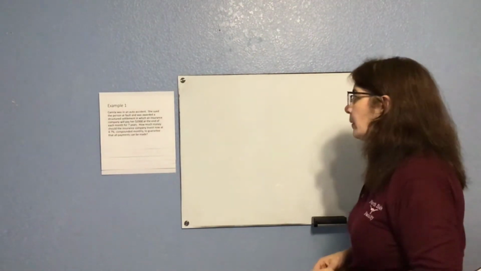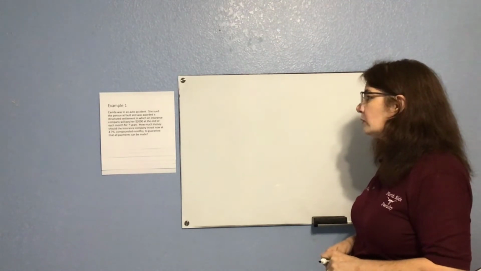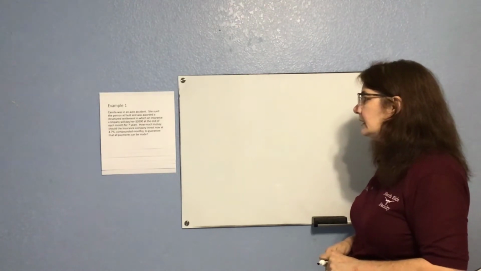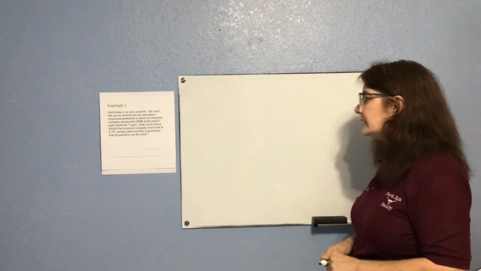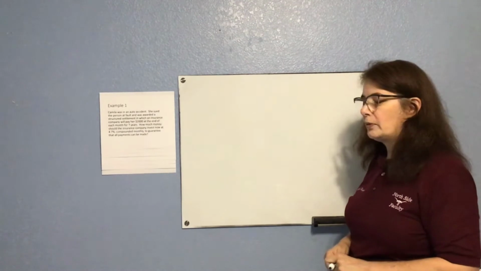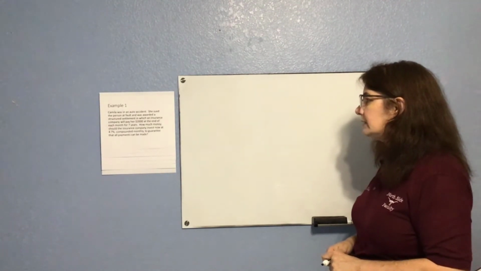Camilla was in an auto accident. She sued the person at fault and was awarded a structured settlement in which an insurance company will pay her $2,000 at the end of each month for 7 years. How much money should the insurance company invest now at 4.7% compounded monthly to guarantee that all payments can be made?